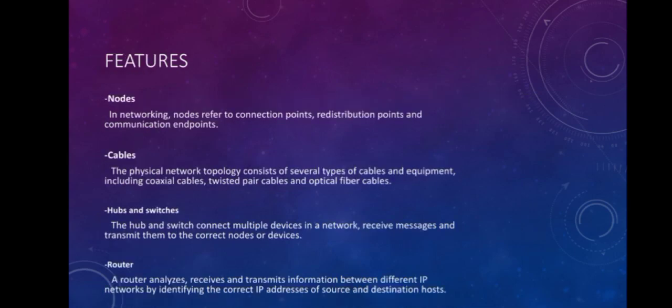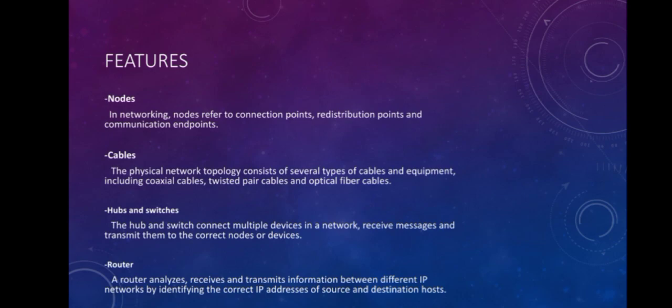And the features of network topology are, first, nodes. In networking, nodes refer to connection points, redistribution points, and communication endpoints. Another feature is cables. The physical network topology consists of several types of cables and equipment, including coaxial cables, twisted pair cables, and optical fiber cables.